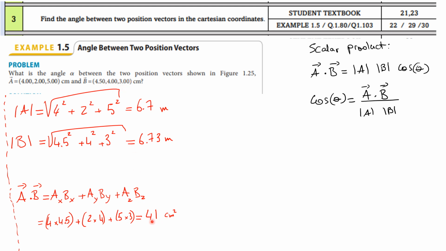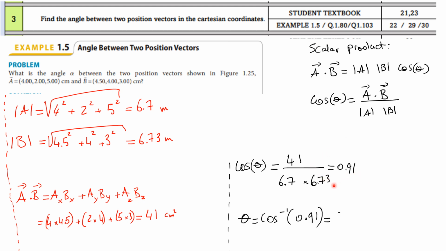Now we have everything. We have all the components. We have the magnitude of vector A and vector B. We have their product. Now we do the division. So this will be the last step. To know the cosine of the angle, we just replace their values. And the answer is 0.91. But this is not the angle. So to calculate the angle, we have to do on the calculator shift cosine of 0.91, and the answer is 24.7 degrees.